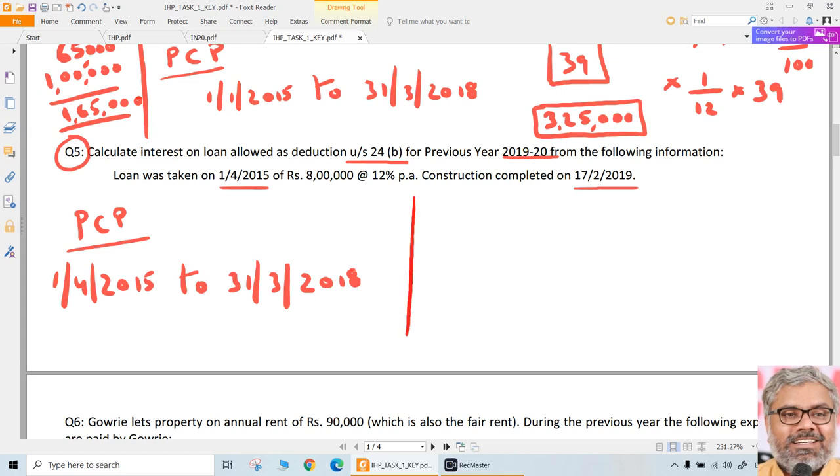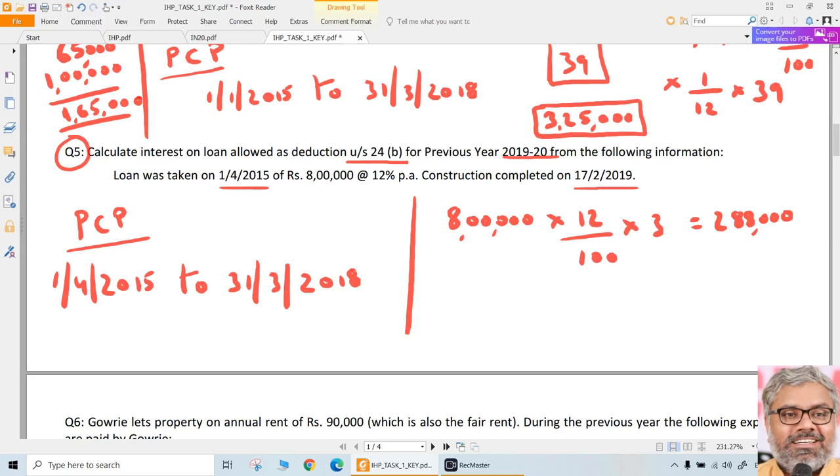So easy to calculate. 8 lakhs into 3 years, right? No need of months and all. Directly we can say 12% per annum. That is per annum. Like that, 3 years is the pre-construction period. 15, 16, 16, 17, 17, 18. So 8 lakhs into 12% into 3 years means how much is that? 2,88,000.